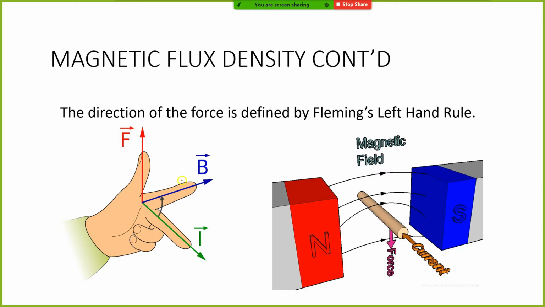Now, just like how you see the image being displayed right here, that's the same way your hand has to be positioned. So clearly your thumb is used to represent the force or the motion.